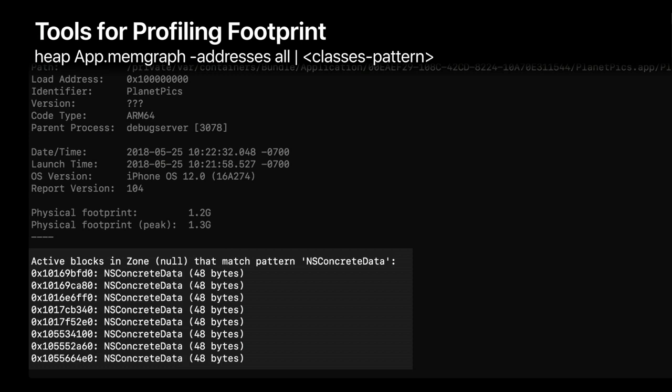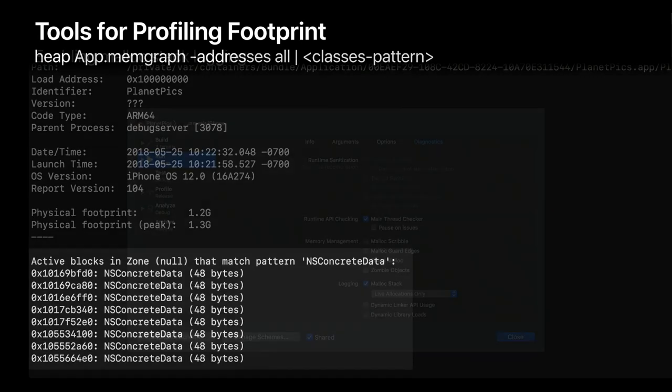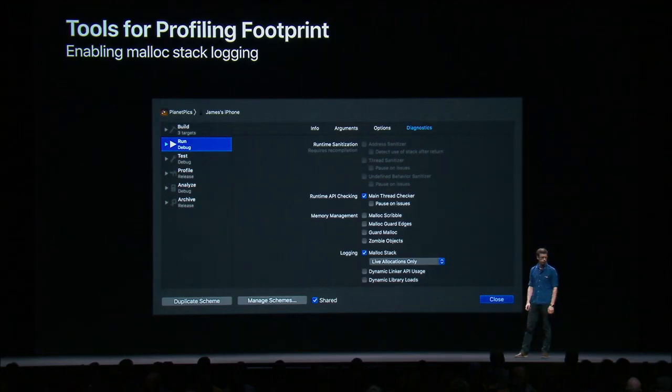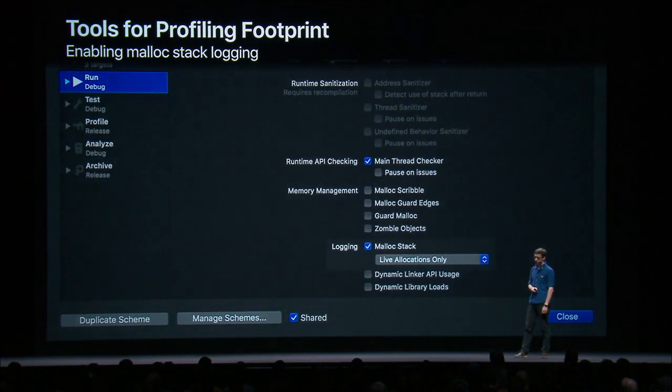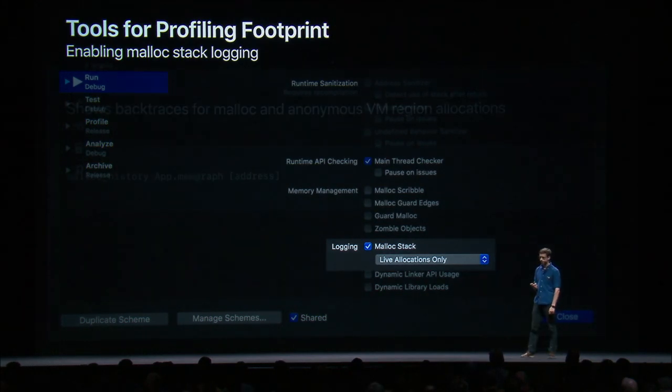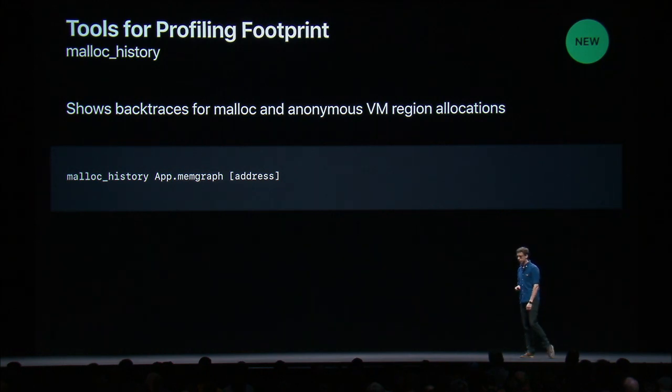So now I have these addresses, I can find out where one of these came from. This is where malloc stack logging comes in handy. When enabled, the system will record a backtrace for each allocation. These logs get captured when we record a memgraph, and they're used to annotate existing output for some of our tools. You can enable it really easily in the scheme editor in the diagnostics tab. I'd recommend using the live allocations option if you're going to use it with a memgraph.